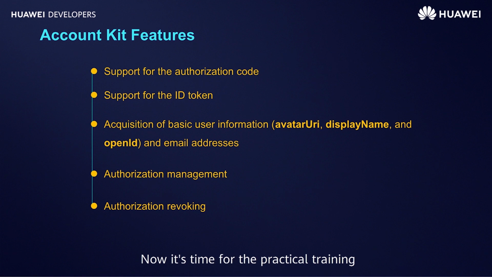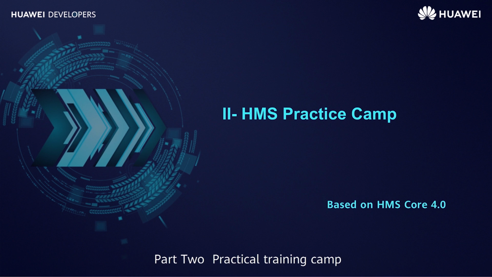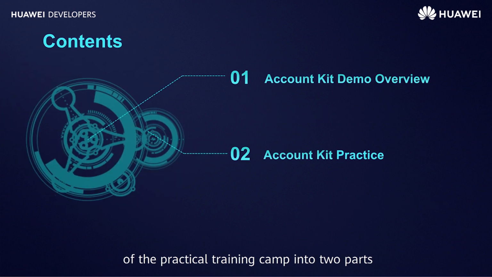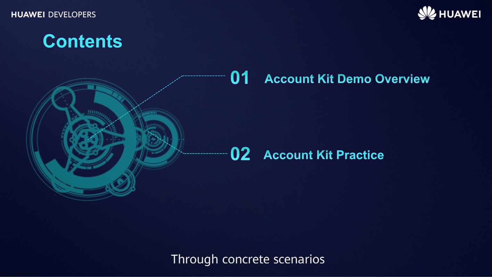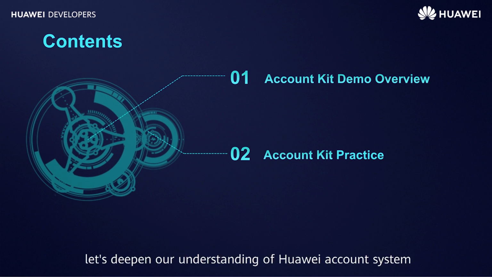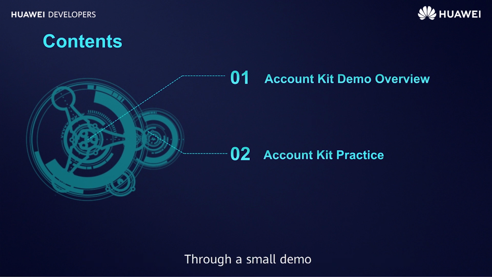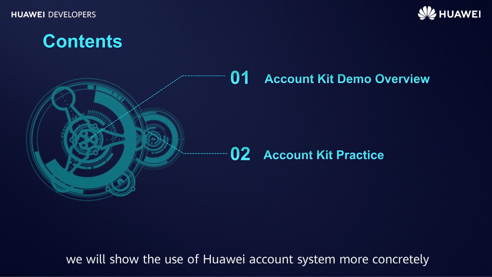Now it's time for the practical training camp you've been long expecting. Part 2. Practical Training Camp. We divide the main contents of the practical training camp into two parts. 1. The setting of usage scenario of HUAWEI Account Kit and the demonstration of demo through concrete scenarios. Let's deepen our understanding of HUAWEI Account System through a small demo. We will show the use of HUAWEI Account System more concretely.